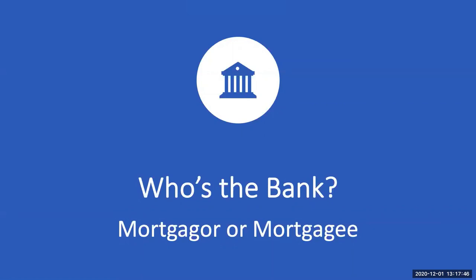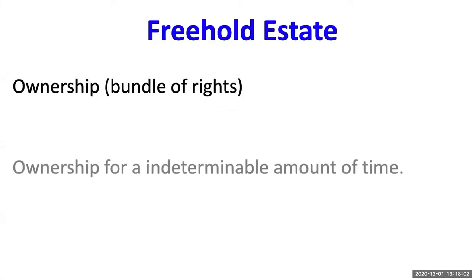If the bank doesn't get their payment, what do they say? Gimme the property. You guys follow that? Ors and ees, easy to ease. Guys, when I read contracts, I still have to say that to myself to this day. Ors and ees, easy to ease, or give or.